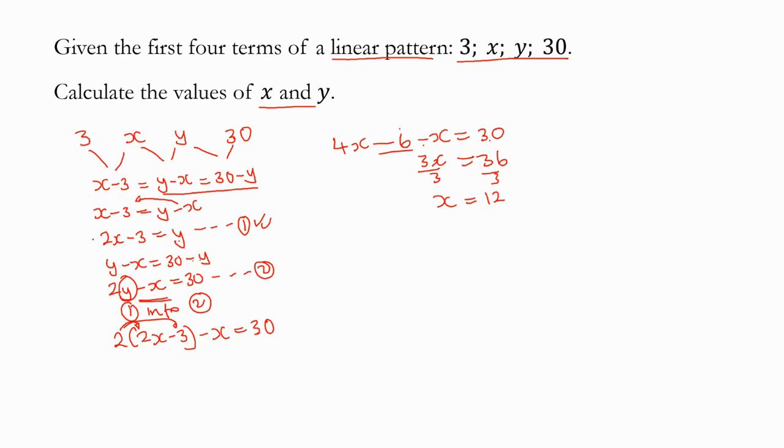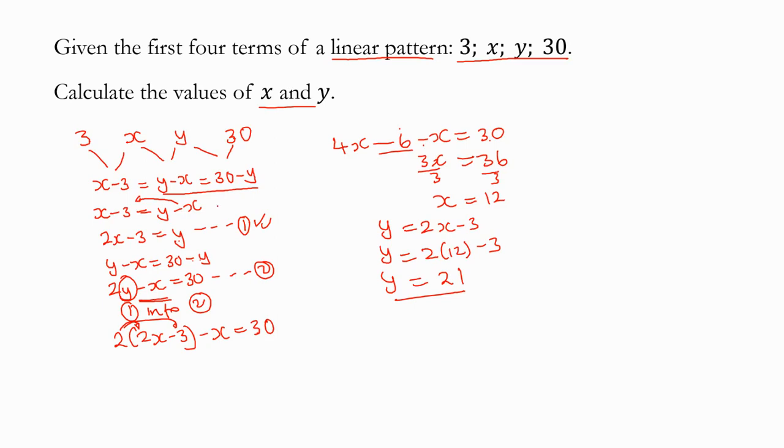And then using our equation 1, we can find our y. y is equal to 2x minus 3. So it means that y is equal to 2 times 12 minus 3. So y is equal to 21.